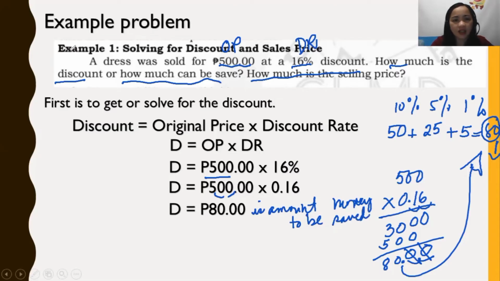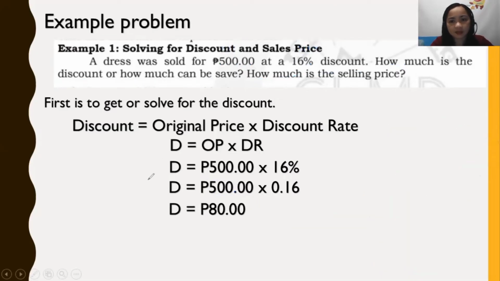Alright. And yan yung unang sagot doon sa tanong na magkano yung masisave niya. The discount is 80 pesos. Therefore, he can save or she can save 80 pesos. And the next question is to solve for the sale price.